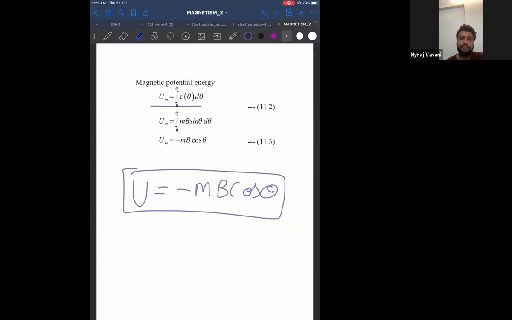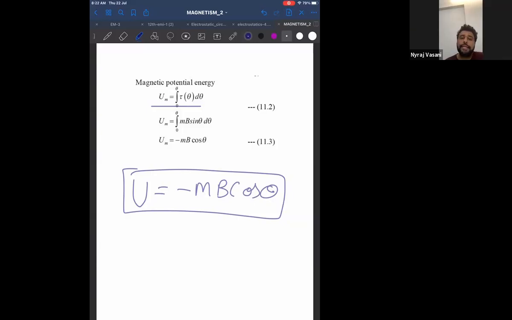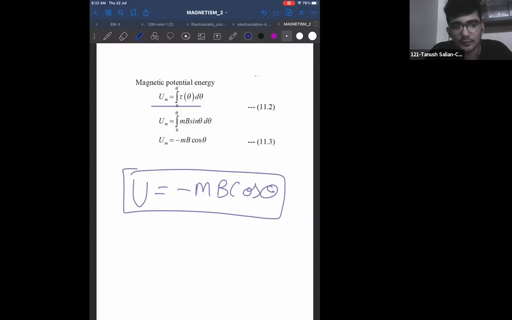Sir, what is the reason for the negative sign? Integration of sin theta is minus cos theta. That is why the negative sign is coming. Have you done integration? I think in 11th standard also, basic integration formulas. Yes, sir.